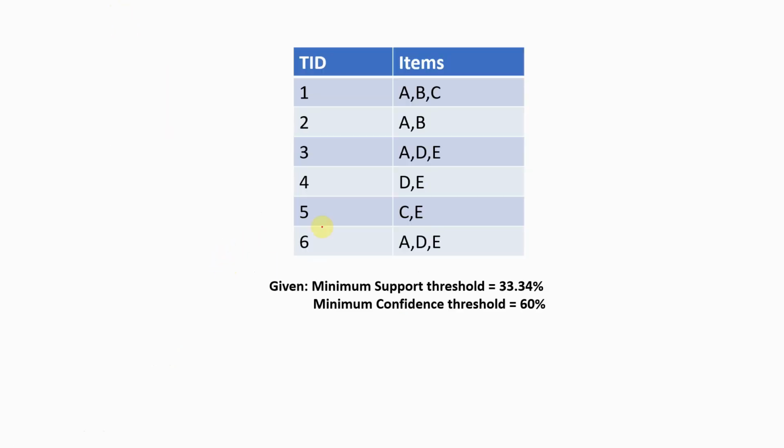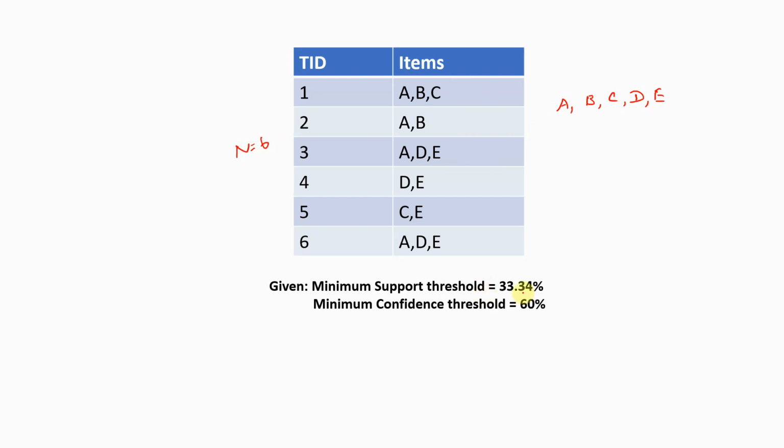So this is the given data set. The first transaction contains A, B, C. These are the transaction IDs: the first customer purchased a combination of items A, B, C. The second person purchased a combination of A, B. We have 6 transactions in total, and the unique items are A, B, C, D, E. Some customers have a combination of these items, and we need to identify the association rules between these items.